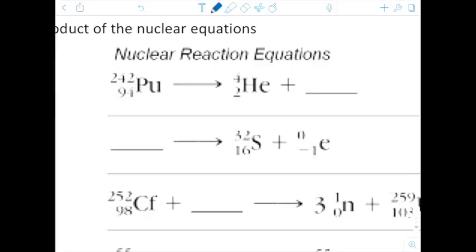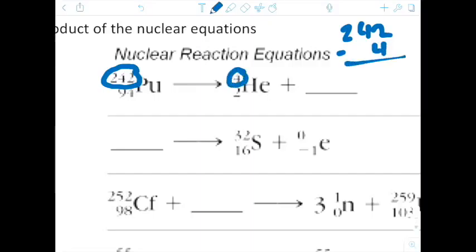And when we're balancing these out, the one thing that we want to focus on is the mass number on top has to equal on both sides. So we started with 242. We already have 4 over there, so subtract 4, and we go to 238. Then on the bottom, the atomic number also has to match, so we have 94. We already have 2 over there, so 94 minus 2 gives us 92. Now to find the symbol, or what the element actually is, 92 protons is uranium.